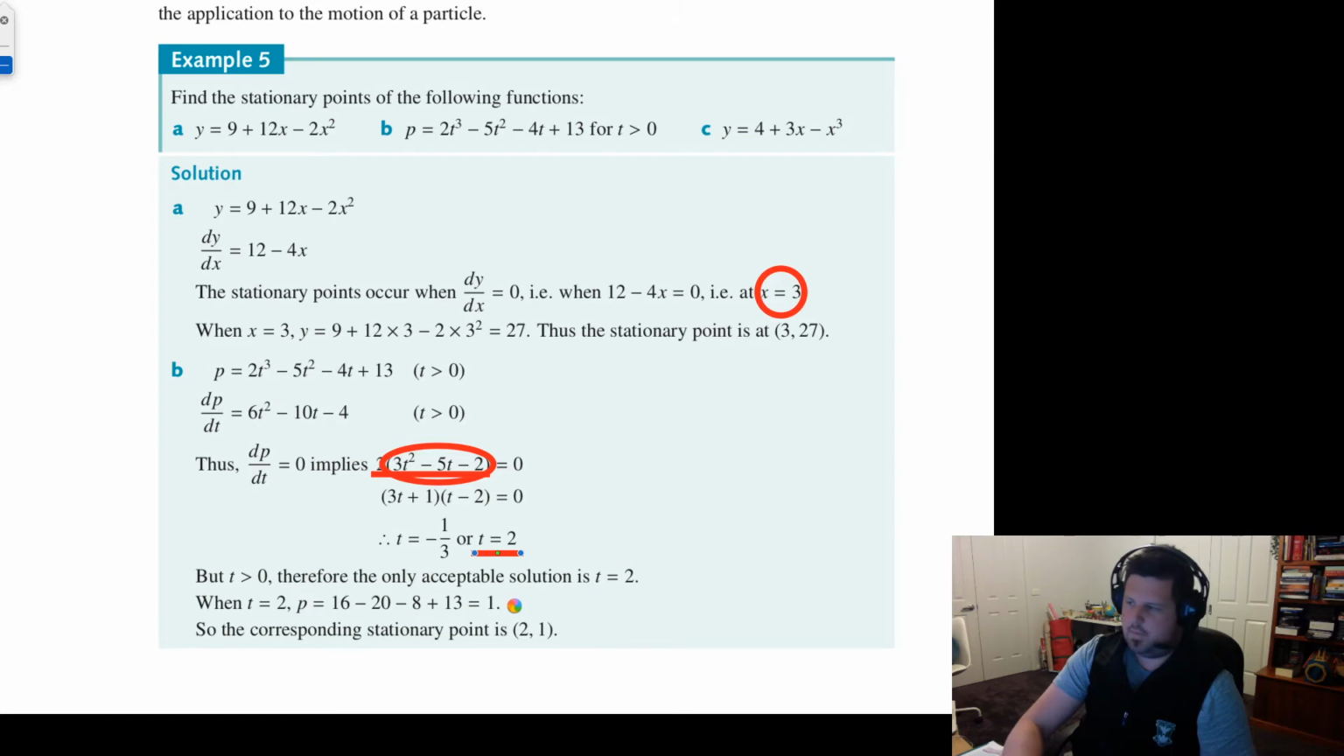So therefore you can say the stationary point is going to exist when t is equal to 2 and the y value is equal to 1. So there's the coordinates there for that one.